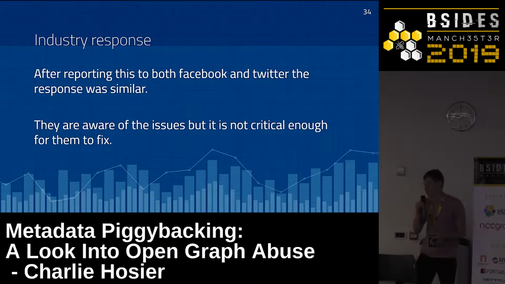So I'll just quickly touch on the industry response. I reported this to both Facebook and Twitter, and both of them have said it's not really critical enough to fix. But my argument is that it's not necessarily affecting you, but your users' data is at risk, because the majority of people would see one of these Open Graph objects and sincerely trust that it's going to redirect them and take them to where the URL visibility says.